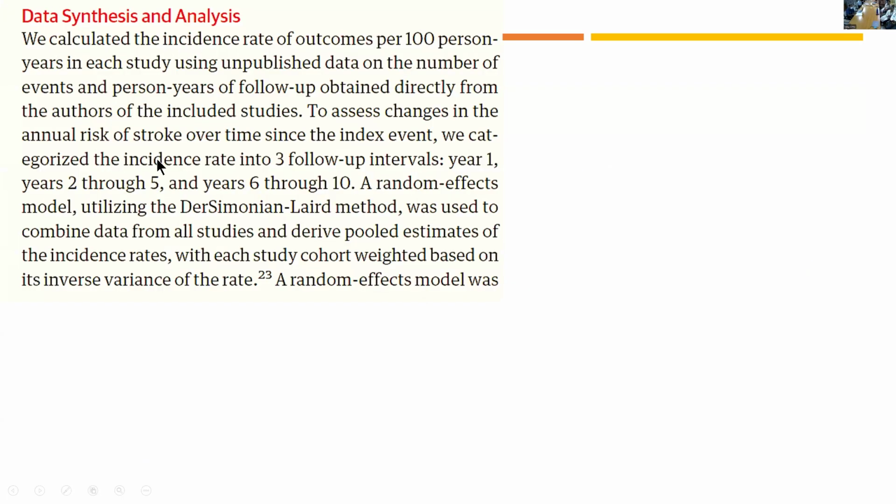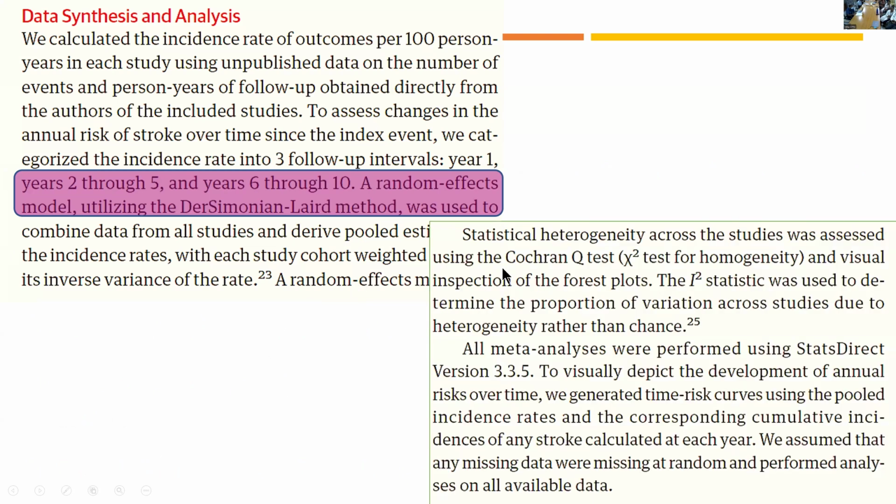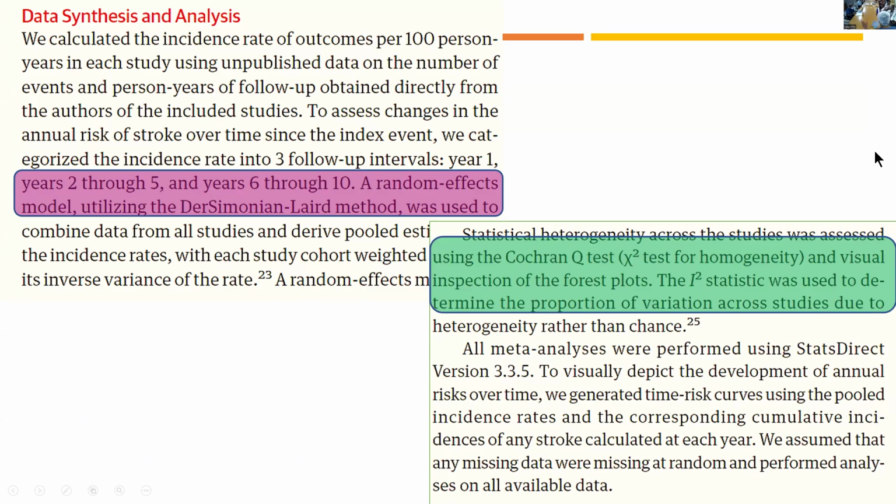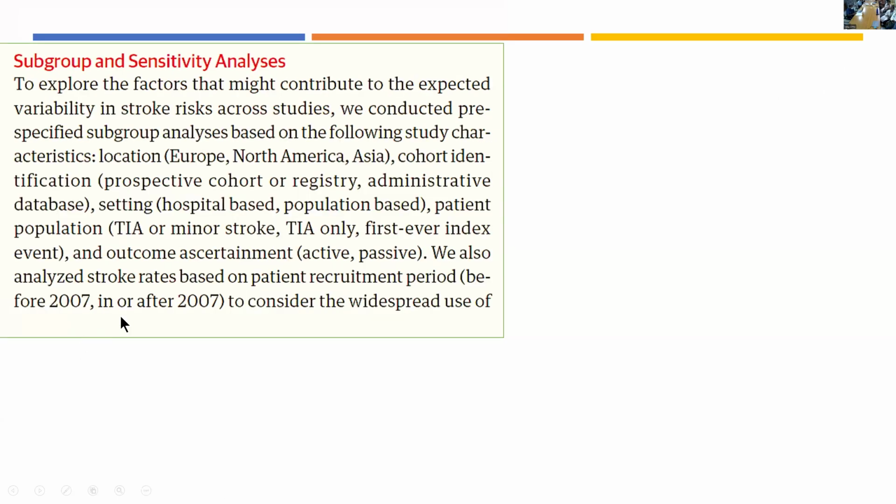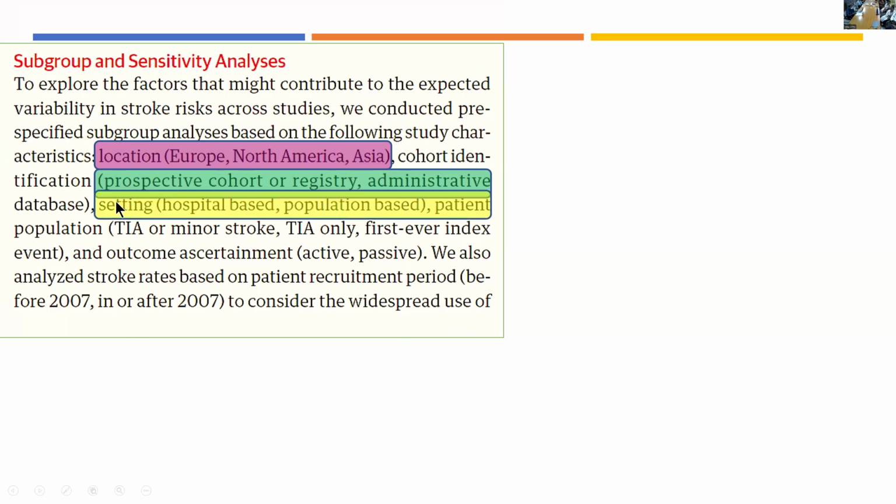So how did they do data synthesis? They used a random effects model and they used the DerSimonian-Laird method. We don't have to go into that. And for heterogeneity they used the chi-square test and the I-square test. Previous time I looked at chi-square and I-square, and we interpreted heterogeneity. Subgroup analysis: they looked at location, North America, South America, Asia, prospective or registry based or retrospective subgroups, population based or hospital based. Was it TIA alone or minor stroke or both together, active or passive? These are all planned before.